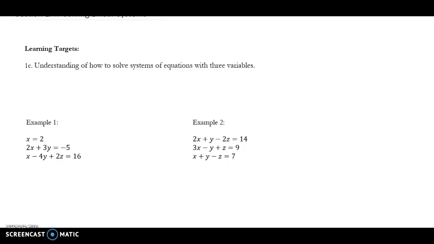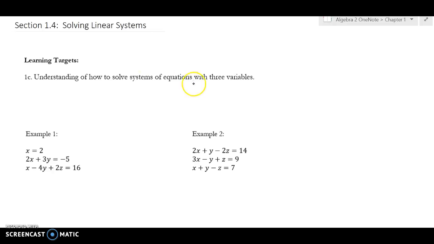Okay, so what we're doing today is working on solving systems of equations, and these are going to have three variables. The goal is going to be to solve for x, y, and z, okay?